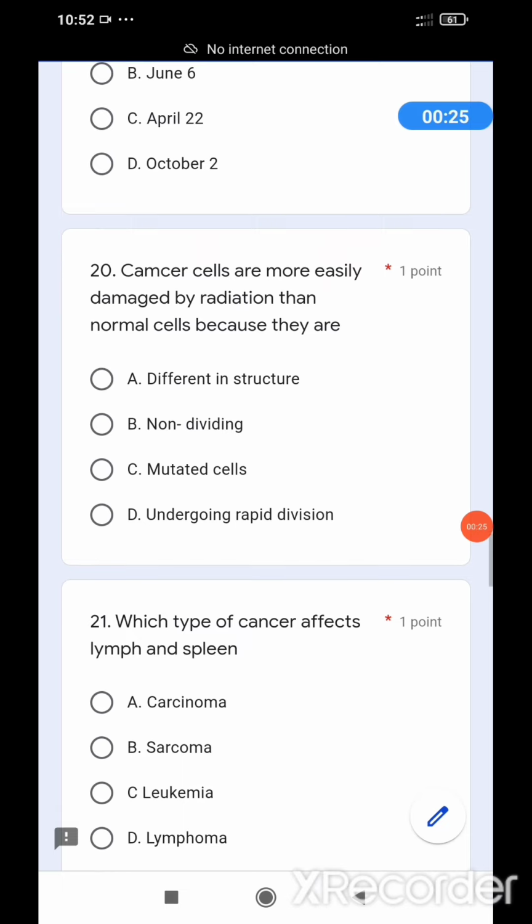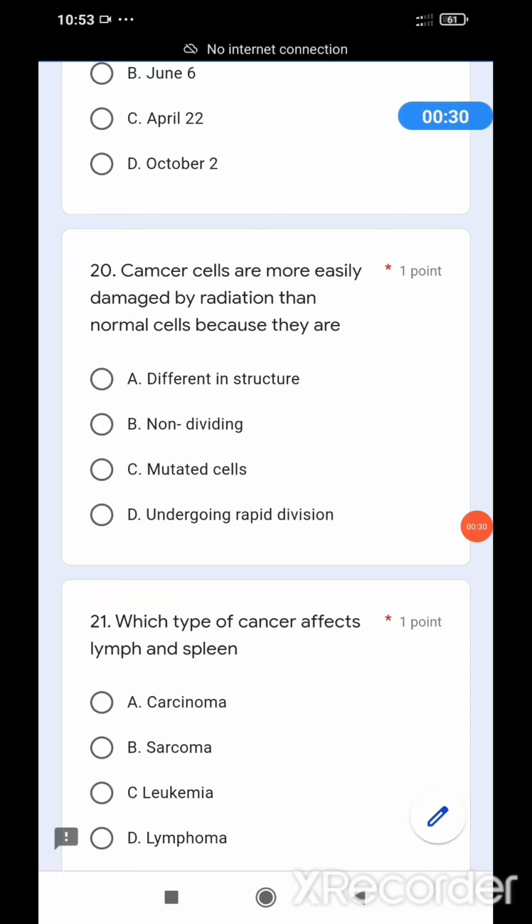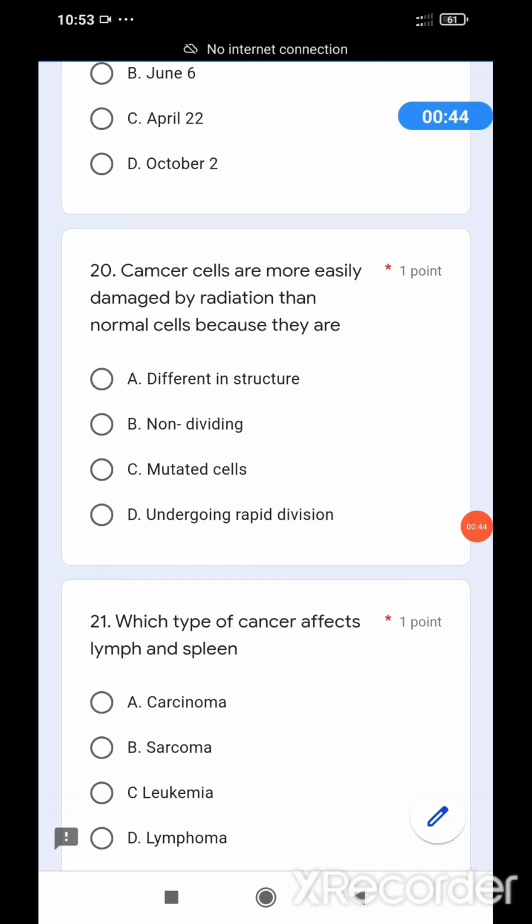20. Cancer cells are more easily damaged by radiation than normal cells because they are undergoing rapid division.